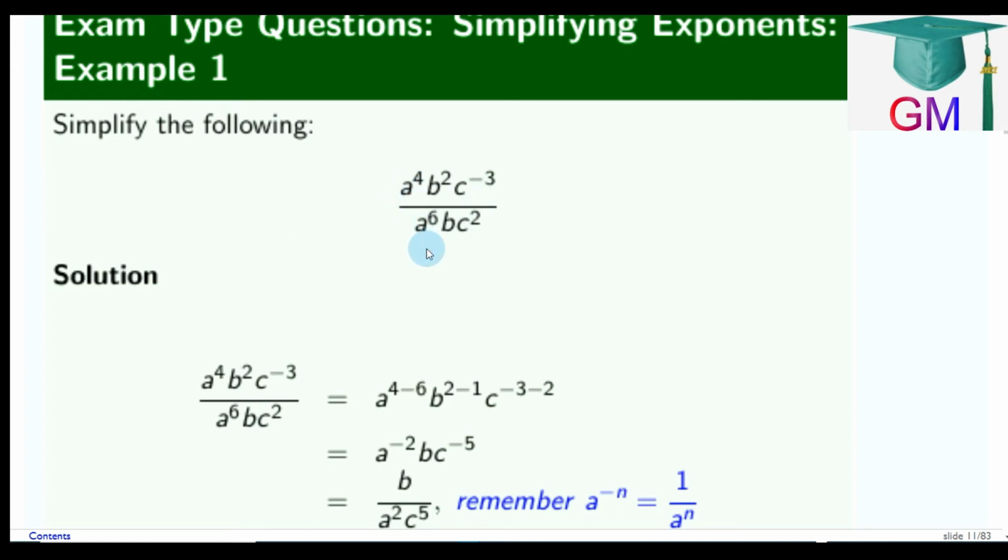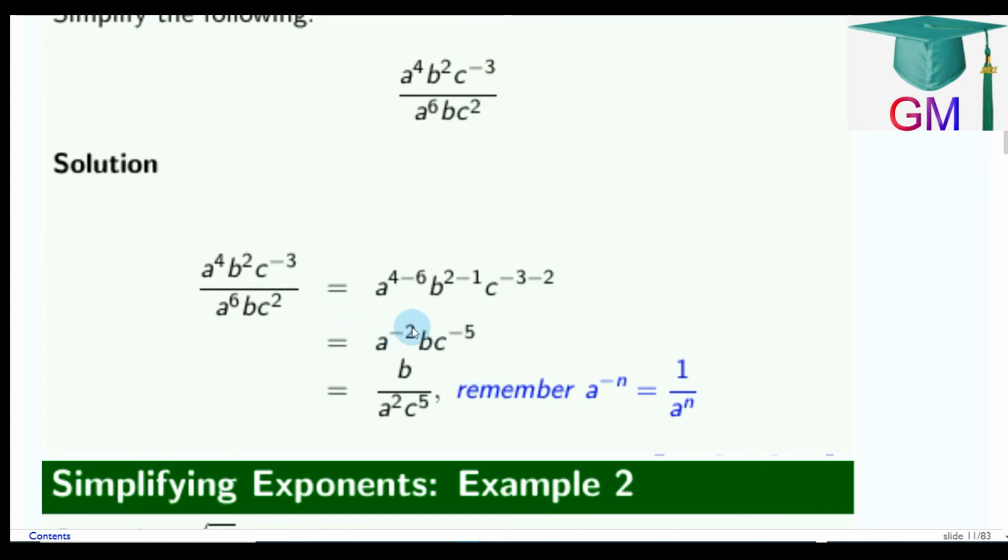If I have the same base, we know that the powers will subtract. So for a, the power of the numerator will subtract the power of the denominator, hence 4 minus 6. For b, I have power here 2 subtracts the power of the denominator, which is 2 minus 1. For c, it's minus 3 minus the power of the denominator, which is minus 2. Now we simplify it further to say a to the power of minus 2 if you get here, b to the power of 1, which is just b, c to the power of minus 5.